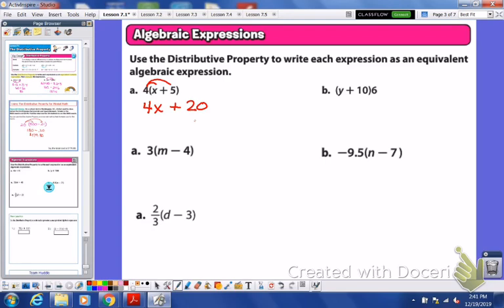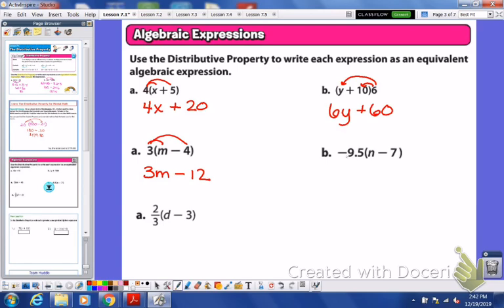If we look at part B, same thing, we just have our distribution at the back. 6 times y is 6y. Notice, guys, the number always comes before the variable. Plus 6 times 10 is 60. Keep going. 3 times m minus 4 leaves us with 3m minus 12.